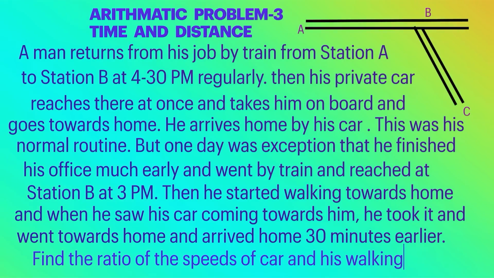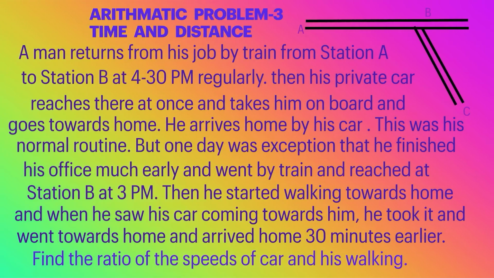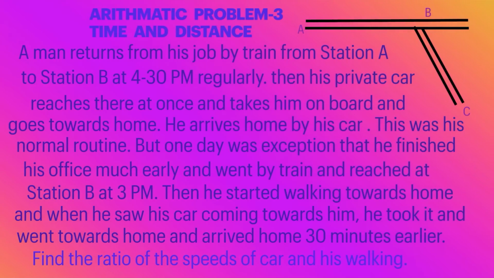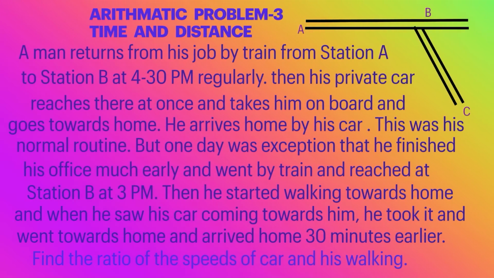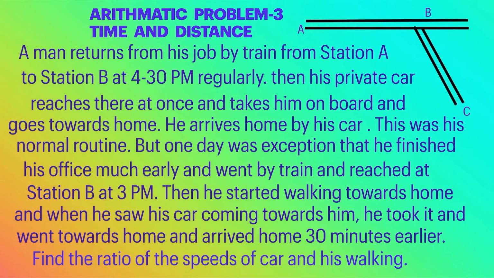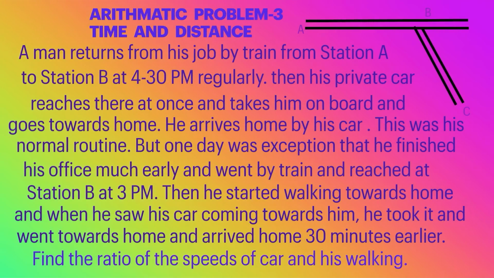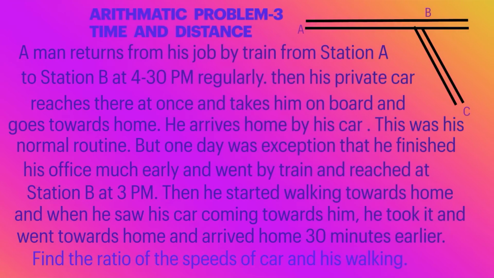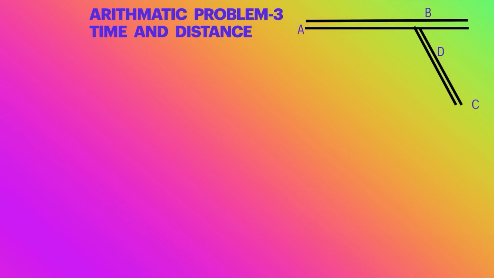So in this situation, find the ratio of the speeds of car and his walking. This is the question. Now we go for the solution, and at first we solve it through the normal approach. Then we go for a logical approach. Now let us go for the normal solution.